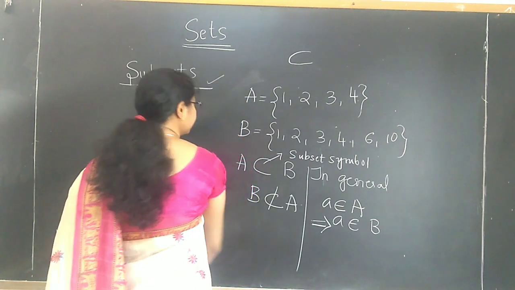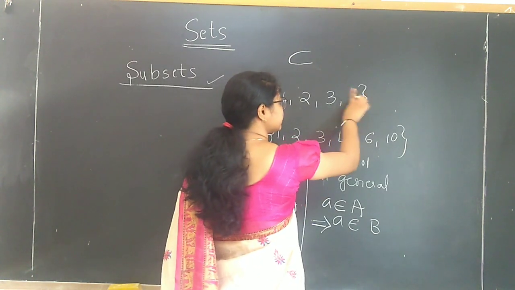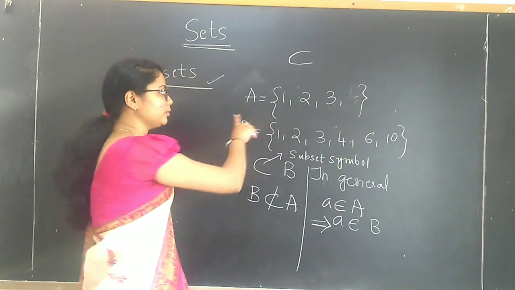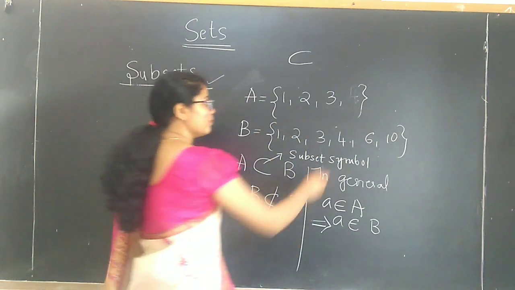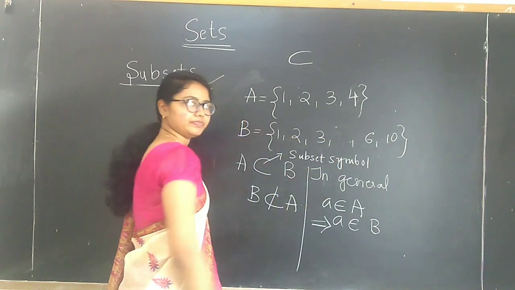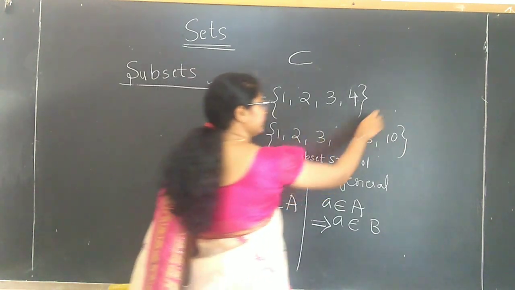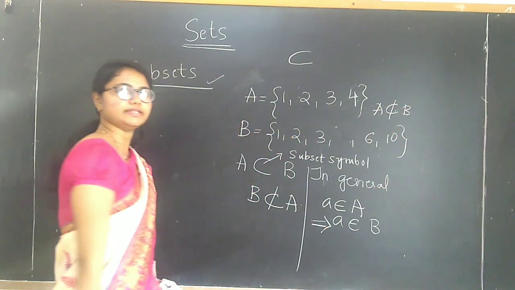So this is the subset concept. If in case one element, 4, is not present also: 1, 2, 3, these 3 elements are present. Okay, 1, 2, 3, 4 elements are there in A, but 4 is not present in B. Then A will not be a subset of B. Clearly you have to understand this.